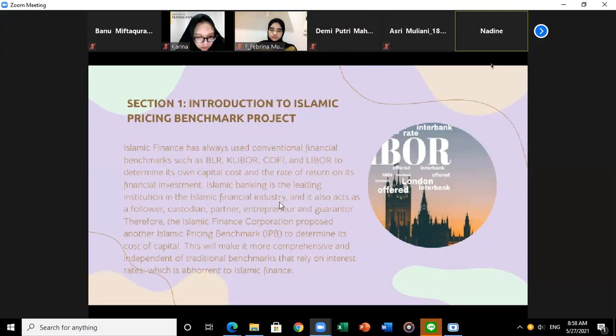Islamic banking is the leading institution in the Islamic financial industry, and it also acts as a fund manager, custodian, partner, entrepreneur and guarantor. Therefore, the Islamic Finance Corporation proposed another Islamic pricing benchmark, or IPB, to determine its cost of capital. This will make it more comprehensive and independent of traditional benchmarks that rely on interest rates, which is abhorrent to Islamic finance.